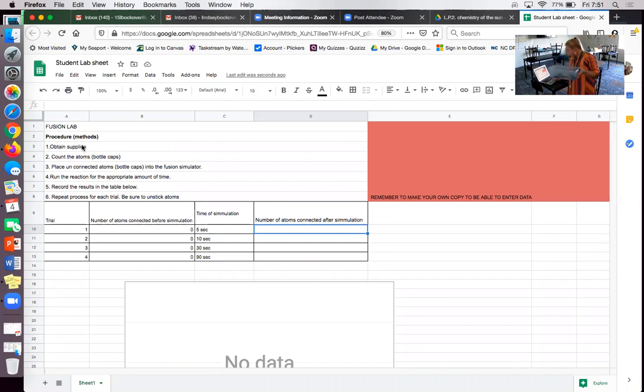Then you are going to run the reaction for the appropriate amount of time. Your time's right here, 5, 10, 30, 90. And then you're going to record the results in the table below. Repeat the process. So you can use the data in your table that we're gathering right now.